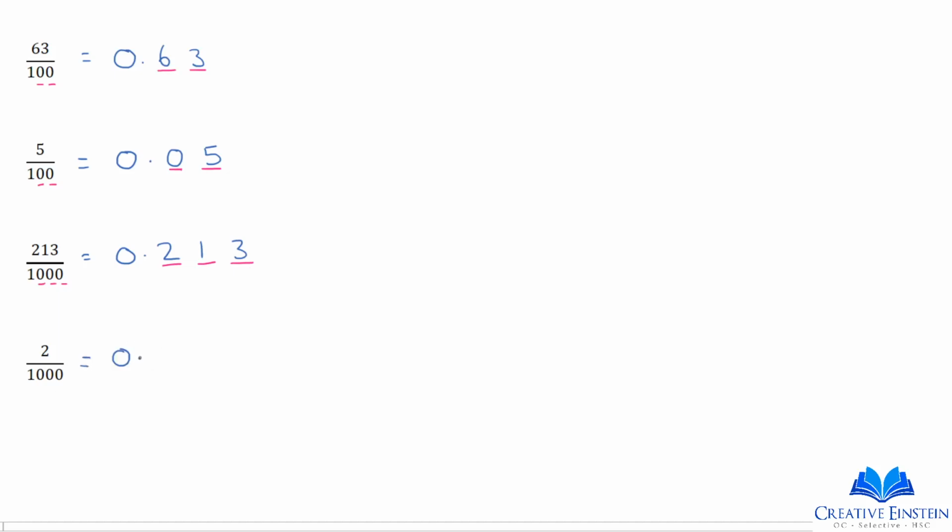One more example, 2 thousandths. 1, 2, 3 zeros in thousandths. 1, 2, 3. And remember we read 2 thousandths, which means 2 would be our last digit. Nothing goes in the tenths, nothing goes in the hundredths, so they're both going to be 0.